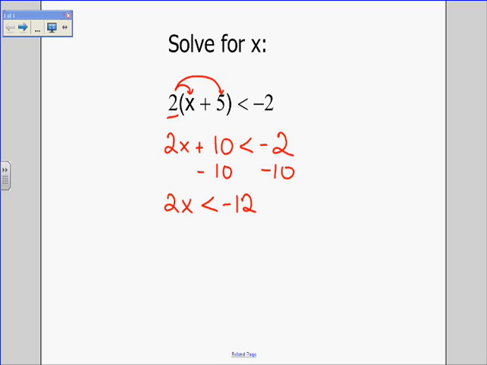Now I subtracted a positive 10, so the sign stays. Our rule for solving an inequality is that we only change our sign if we multiply or divide by a negative. In this case, I need to do division by 2 in order to isolate my x. And because, again, this is a positive 2, I don't need to change the direction of my sign. And I end up with x is less than a negative 6.